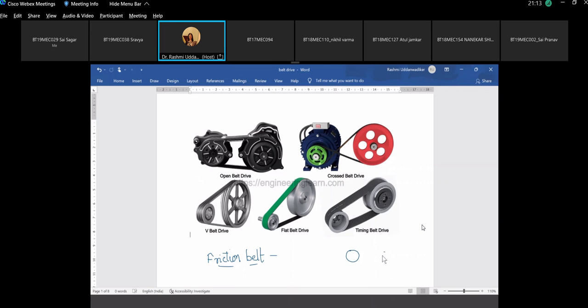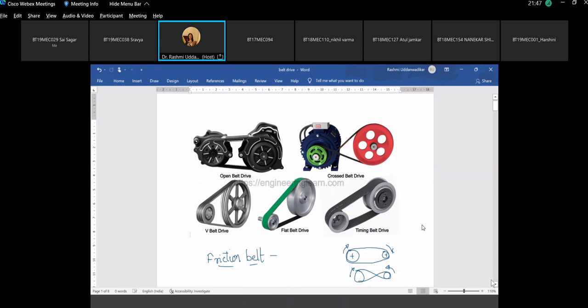When do you go from open belt to cross belt? Direction of rotation. In case of open belt, both the pulleys or both the shafts are rotating in the same direction. But if you want them to rotate in opposite directions, then we go with the cross belt arrangement. And so the belts will cross. If this is rotating in clockwise direction, this will rotate in anti-clockwise direction.